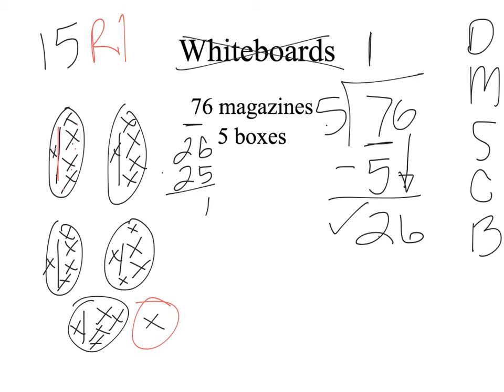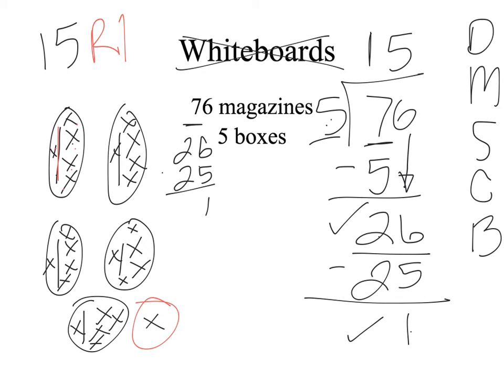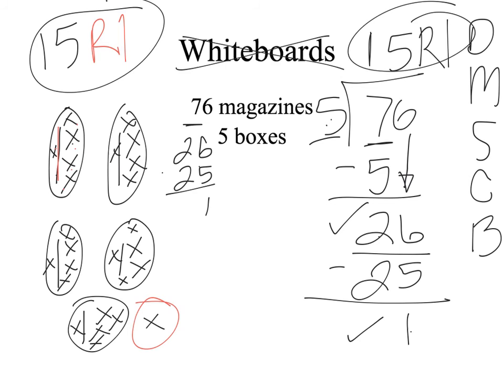So now I'm at 26 ones to divide between 5 boxes. Well, I know that I can put 5 in each box because 5 times 5 is 25. I subtract. I get 1. Is 1 smaller than 5? It is. There's nothing left to bring down, so I have a remainder of 1. Both of these answers match.